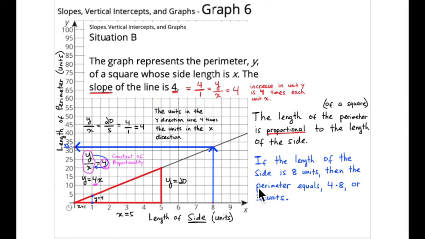So one example: if the length of the side is 8 units, so you go out 8 units, what's the perimeter? Well, it's 4 times that 8 units. So you go up to this line, 4 times 8, you go over here, and that's equal to 32. It's in between 30 and 35, and just do the calculation. 4 times 8 is 32. So if the length of the side is 8 units, then the perimeter equals 4 times that 8 units, or 32 units all the way around.